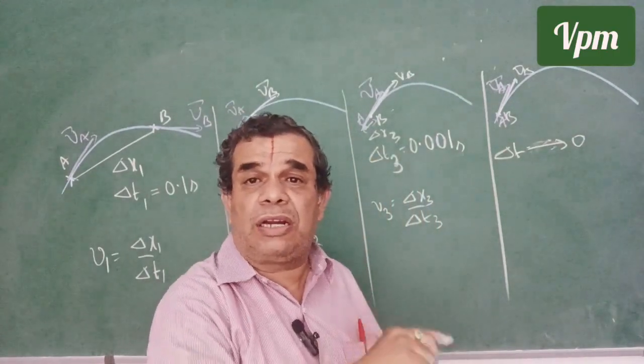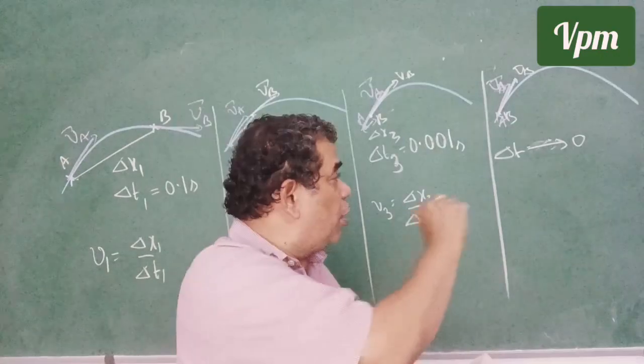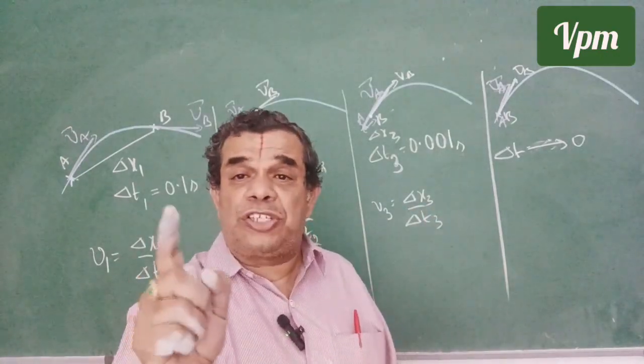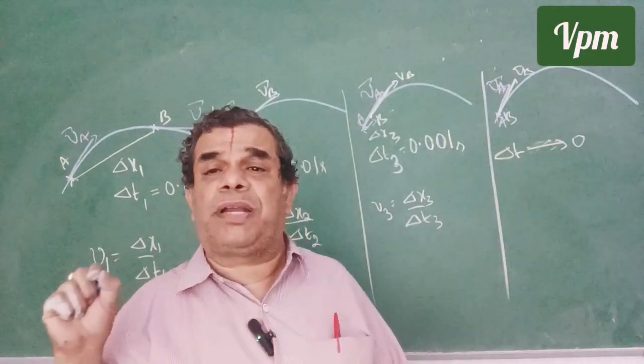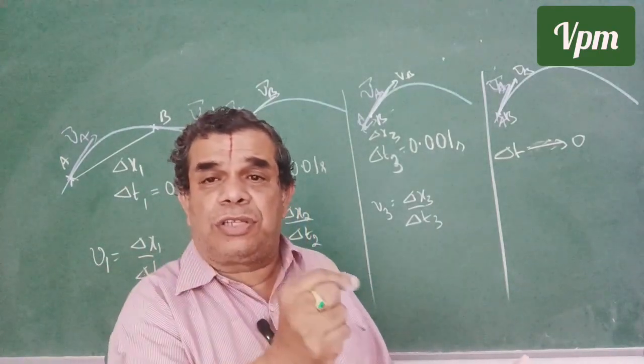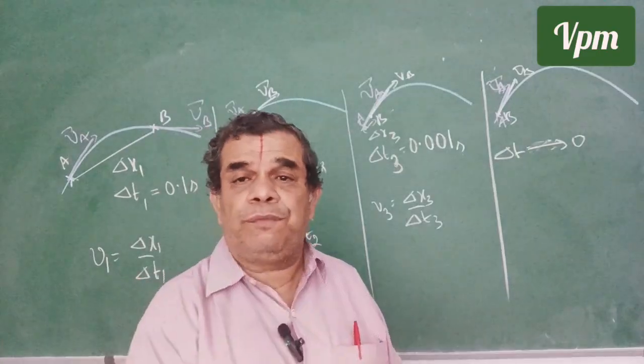That's why I write delta T tends to zero. That arrow mark is to be read as tends to zero. That means it is going nearer to zero, but not becoming zero.